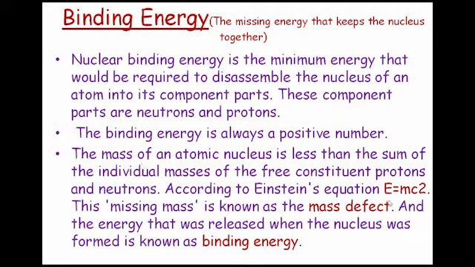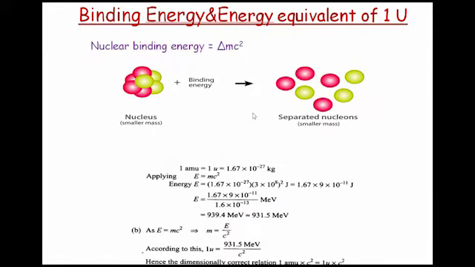So the energy calculation formula is E is equal to mc square. So m is the mass defect and c is the velocity of light. It is not 2, it is square, c square. So E is equal to mc square will give you the energy corresponding to the missing mass. Now we are going to calculate what is binding energy and what is the energy equivalent to 1 U.